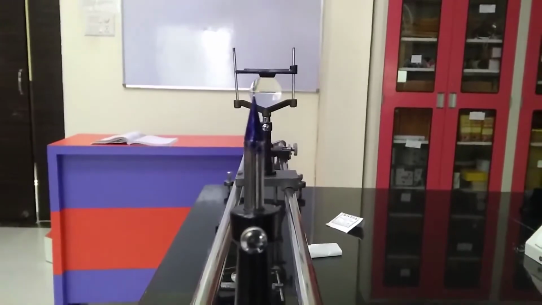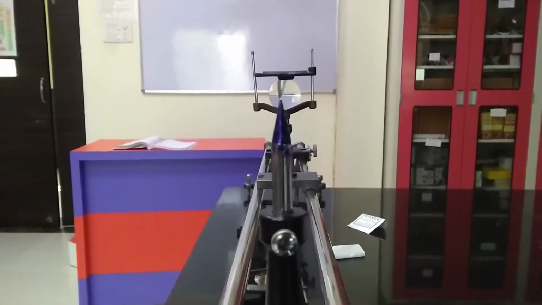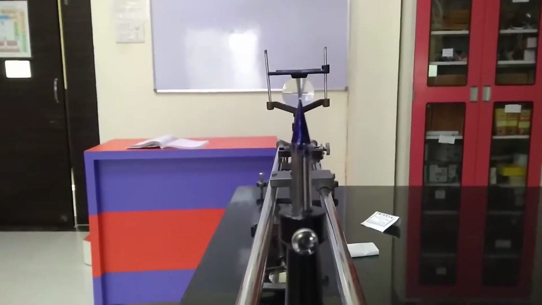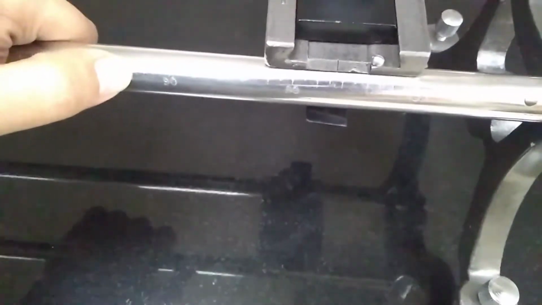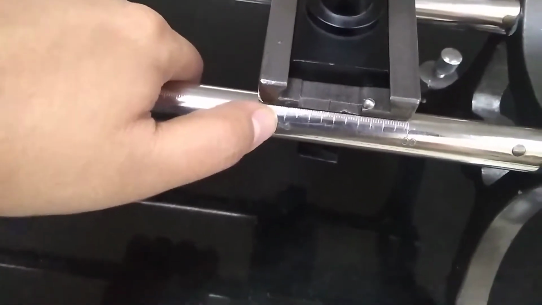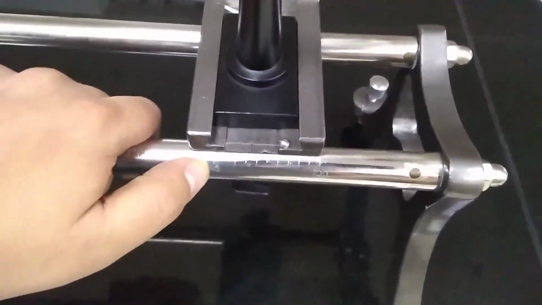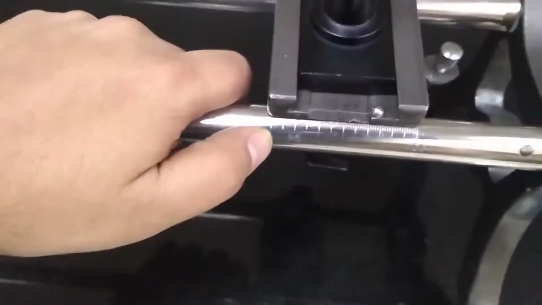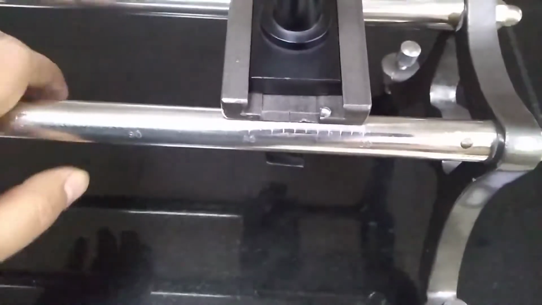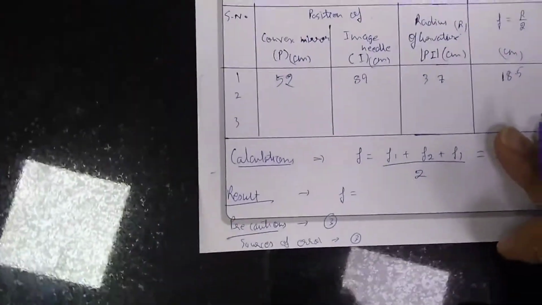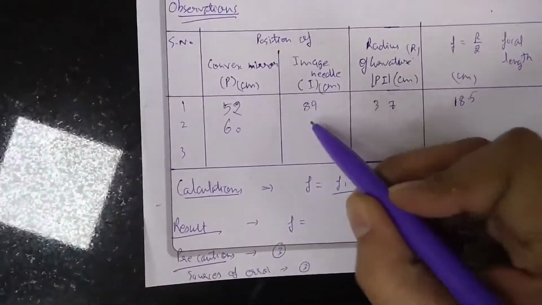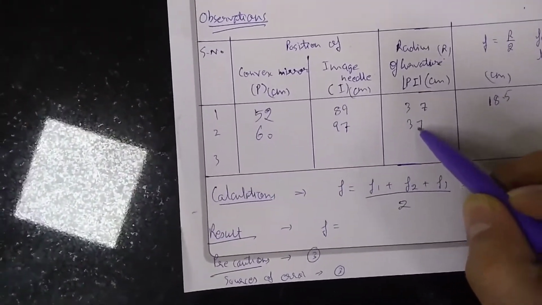See here, we have removed the parallax from the image needle side also. And this is a different position. You can see the parallax is removed, and this is a different position overall. Initially it was here, 89. Now it has moved to 97. This is 95, 96, 97. Position moved to 97. We'll write it in the observation table. This is 60, 97. You can see again 37.